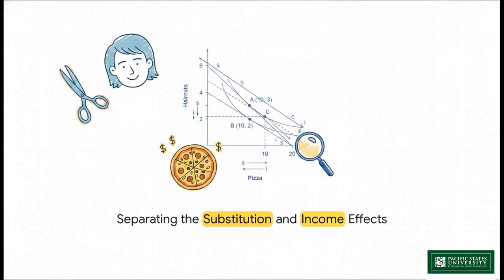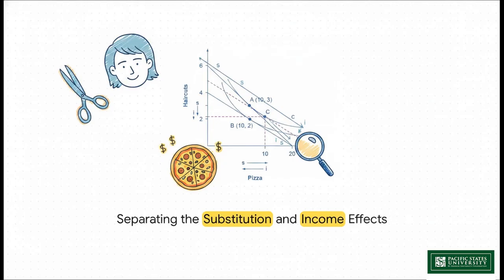This can be tough to visualize, so let's carefully deconstruct these two effects together on a graph. Here we are tracking a consumer choosing between haircuts and pizza. Originally, they are happiest, maximizing their utility right at point A. Then, suddenly, the price of haircuts falls. Because haircuts are cheaper, the consumer's budget line swings outward to the right, and their new overall optimal choice settles at point B. But how exactly did they get from A to B psychologically?